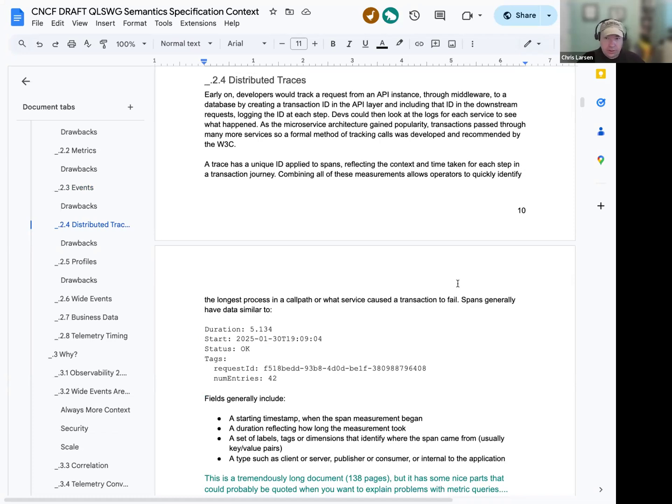Then with distributed traces, early on we had logs where you could put a transaction ID, let's say starting at an API. You could track a transaction ID and pass that along to every step in your microservices infrastructure, or early on when it wasn't really microservices, just different services. And then you would log that request ID each time. Then you'd search through all the logs for that ID and try to kind of join them together in a transaction workflow. Eventually that was formalized, especially by the W3C, into distributed tracing, where they recommended a way to pass that context along and define spans that then build into a trace.